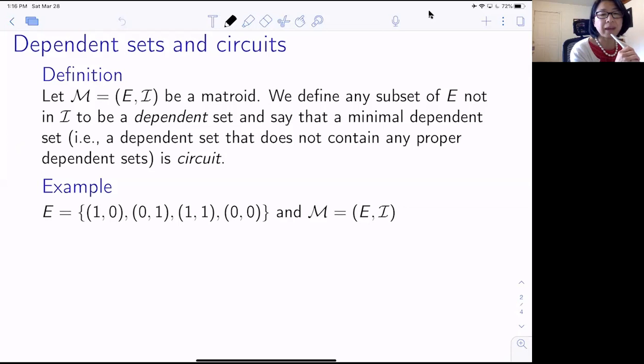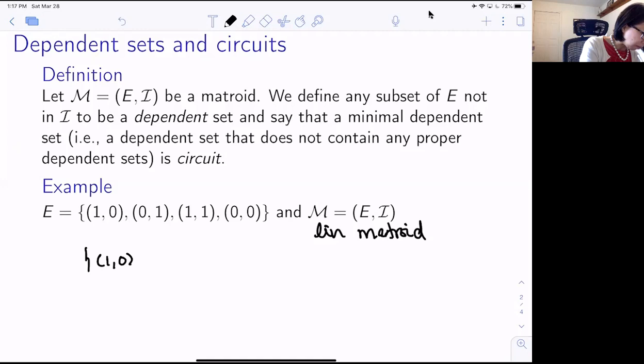So here we have 4 vectors in R2: (1,0), (0,1), (1,1), and (0,0). And we'll define the linear matroid on these vectors. So that means that the independent sets are the linearly independent subsets of these vectors. So let's think about what the circuits are then. Well, these vectors are all contained in R2, which has dimension 2. So any subset of 3 of them has to be dependent. And in fact, we see that the set containing (1,0), (0,1), and (1,1) is a dependent set, and any proper subset of it is linearly independent. So this is a circuit.